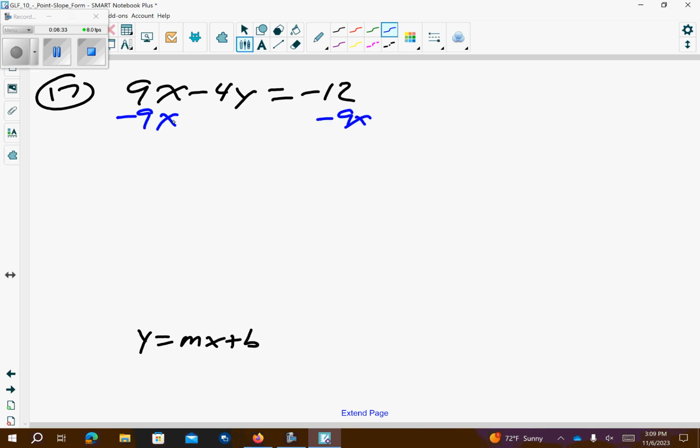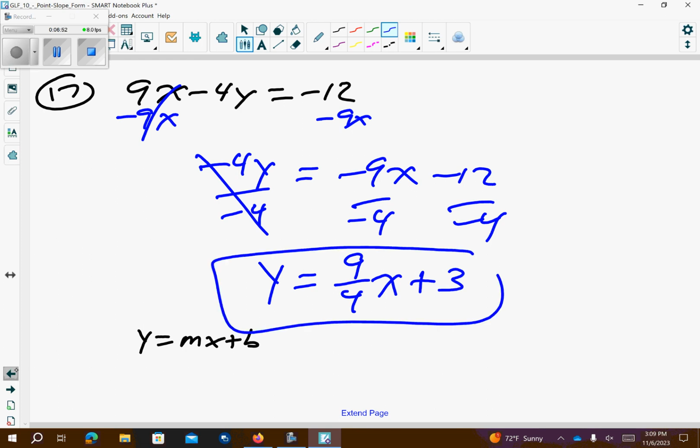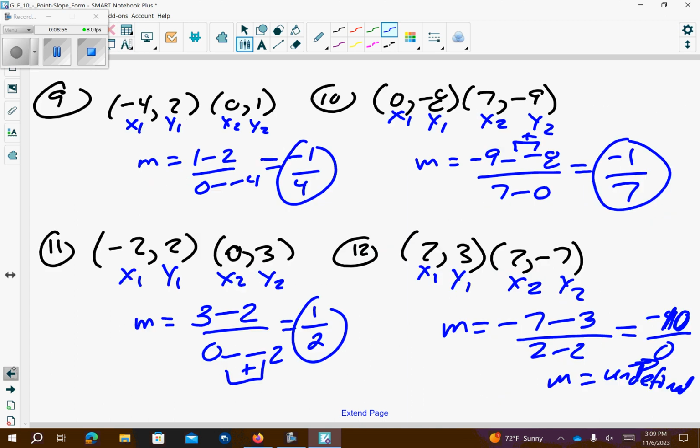And then number 17, I want y by itself, so I'm going to subtract 9x and subtract 9x. Those cancel. Divide each side by negative 4. Those cancel, so y equals 9 over 4, it's positive, and then positive 3 because 12 over 4 is 3. And there it is. Okay, make sure you ask me if you have any questions.